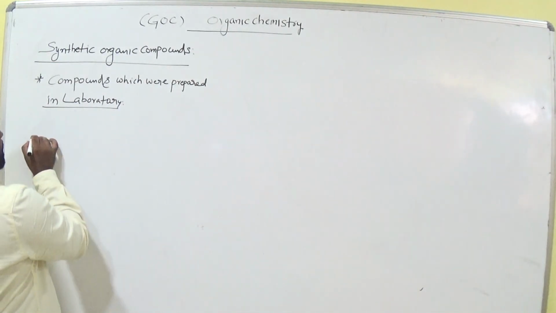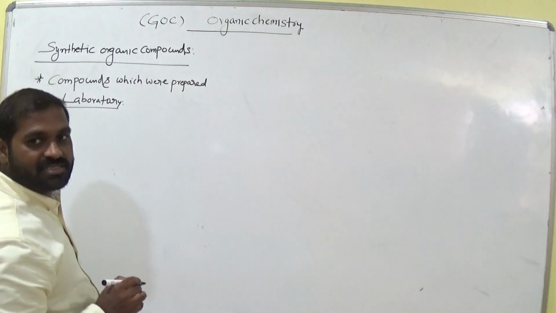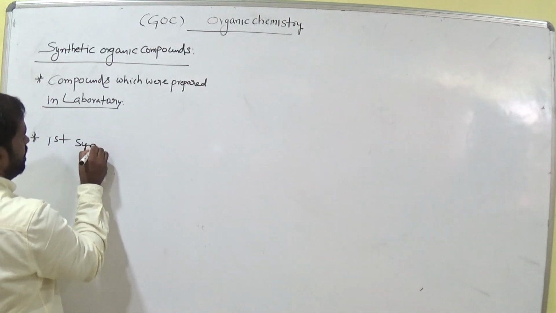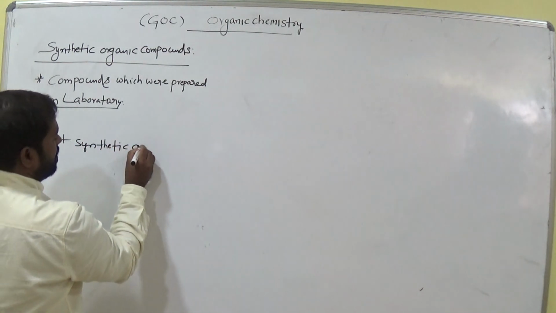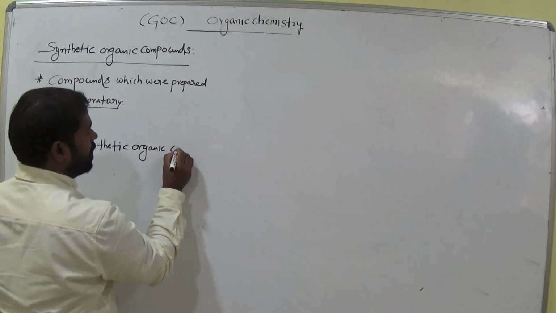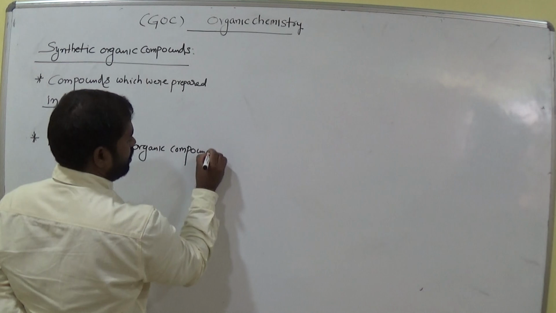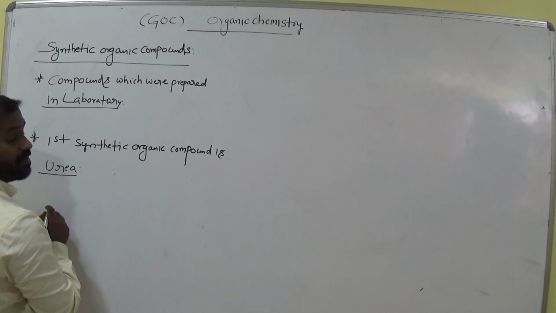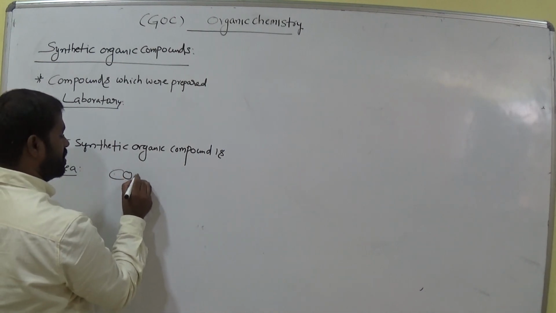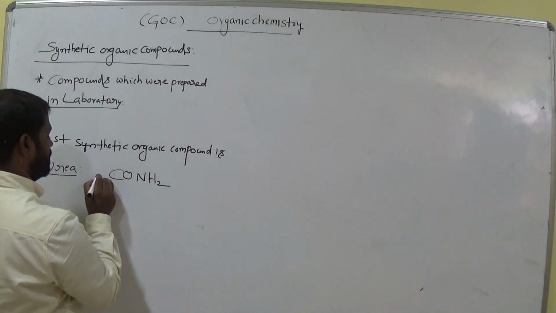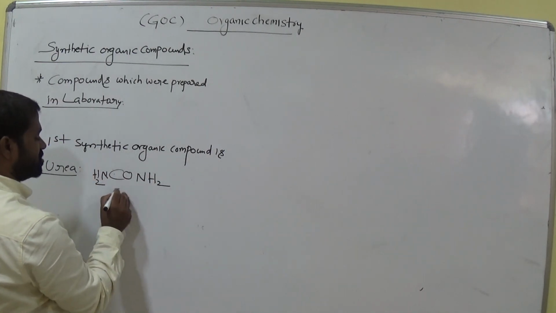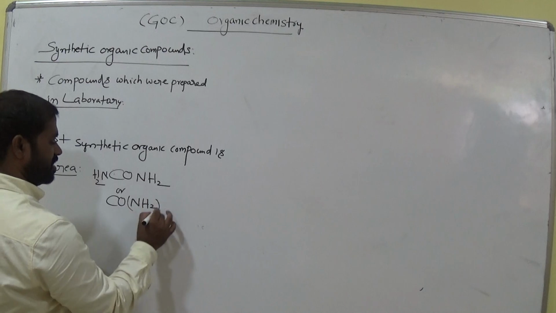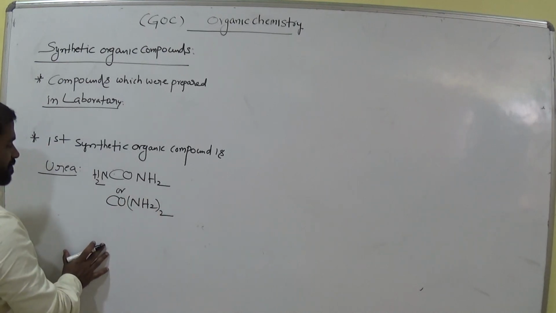So the first synthesized or synthetic organic compound is urea. What is the formula for urea? CO NH2 NH2. We can also write it as CO(NH2)2. How many NH2 are here? We have 2, so take 2. This is called urea.